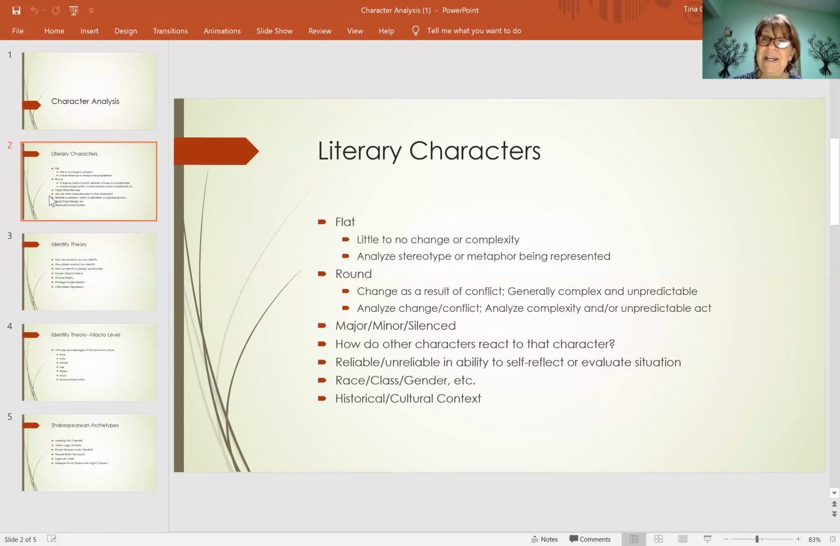You're going to look at that character and you're going to think about whether or not you think he's flat or whether he's round. If he's flat, what stereotype is he representing? What metaphor is he representing, and how does that help us understand the play? If he's round, what change does he undergo? How is he complex? Does he make decisions that surprise us? And how does that help us understand the play?